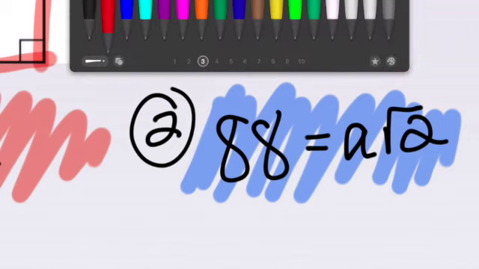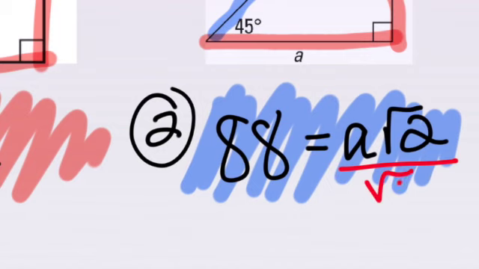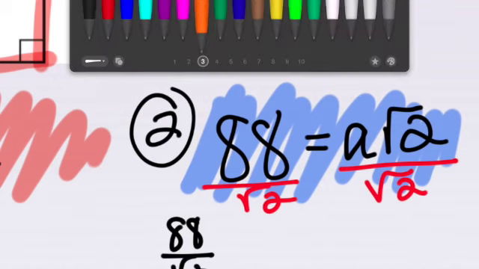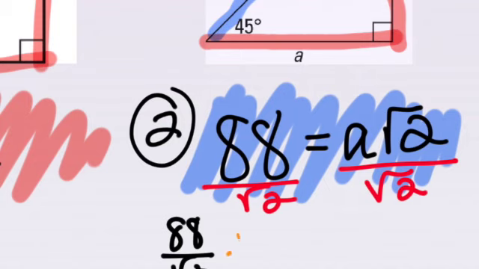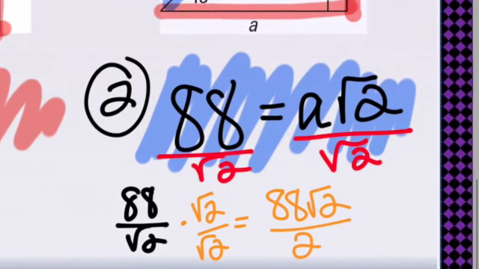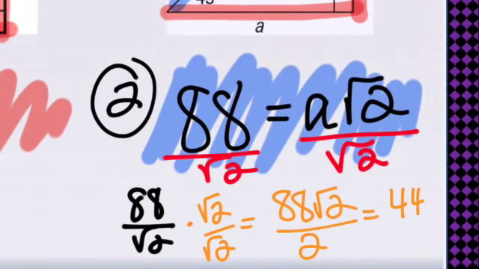So what I'm gonna do here is I can solve for a by dividing each side by radical 2. So now I end up with 88 divided by radical 2, and now I have to rationalize this. So I'm going to go ahead and multiply the top and the bottom by radical 2. And now we're going to get 88 radical 2 divided by 2. And I can simplify that further by just getting 44 radical 2. So that's going to be our a value.